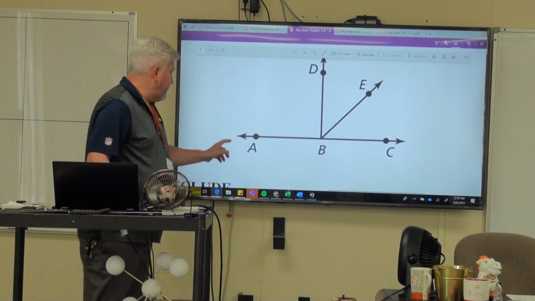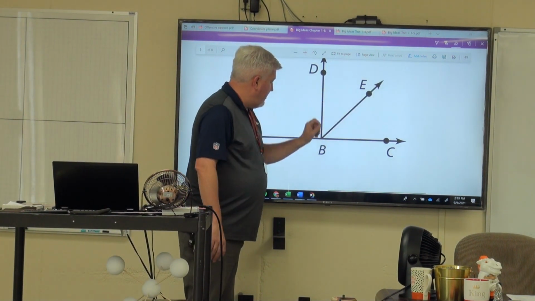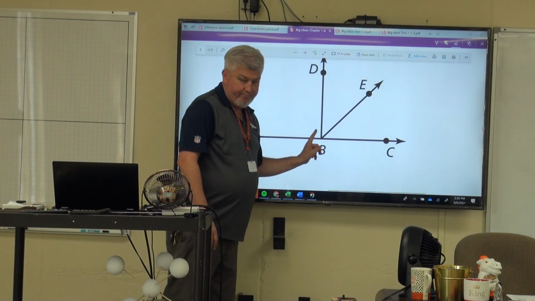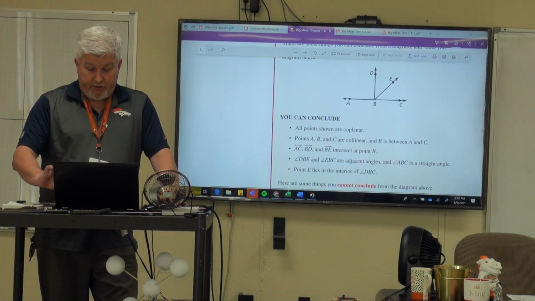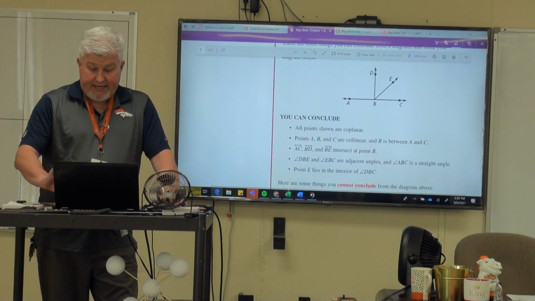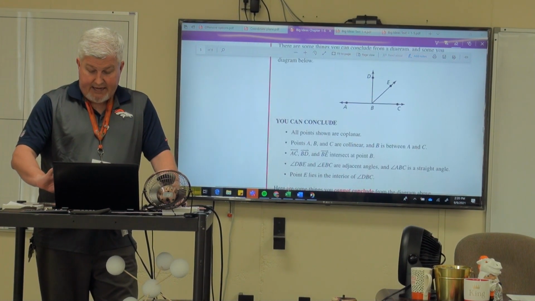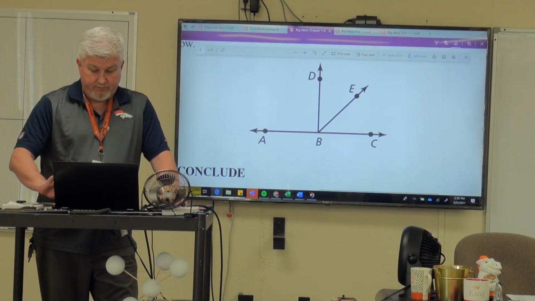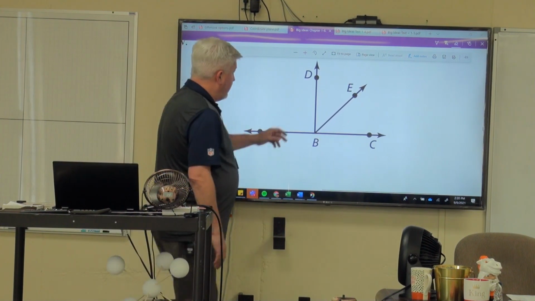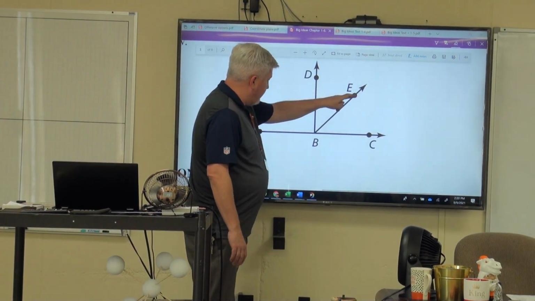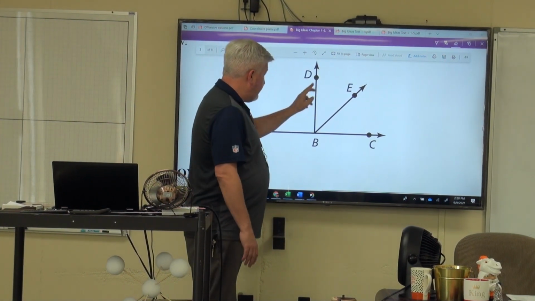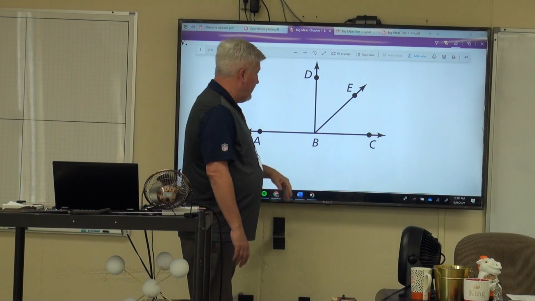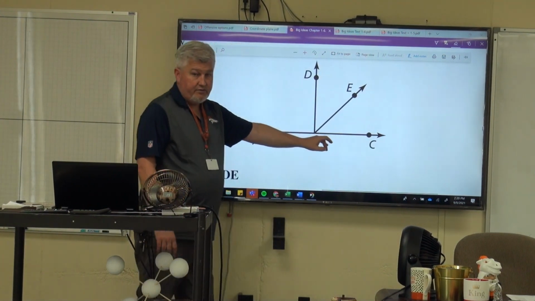Okay, so everything you see here, this line, this ray, and this ray, you can conclude all touch at B because of the way that's drawn. And you can conclude angle DBE and EBC are adjacent angles, and ABC is a straight angle. Okay? So this angle DBE and angle EBC are adjacent angles. You could also say ABD and DBE are adjacent angles. That's fine as well. And we can conclude this is a straight angle.